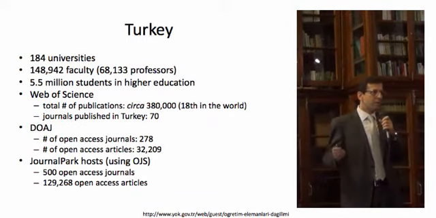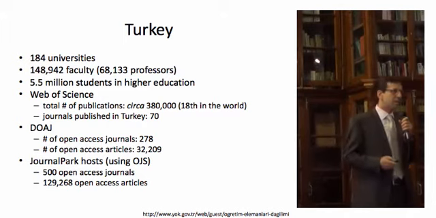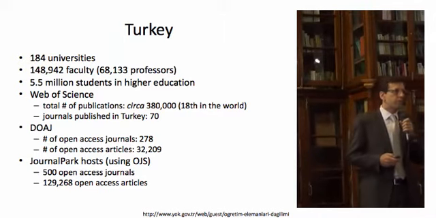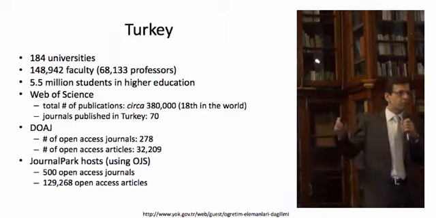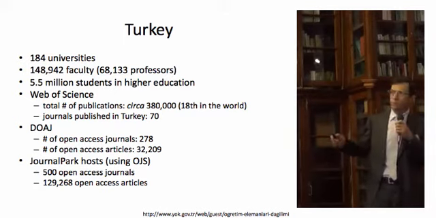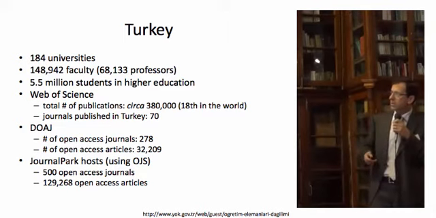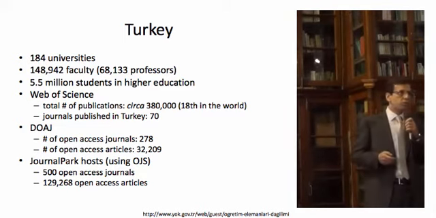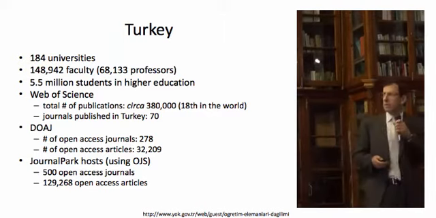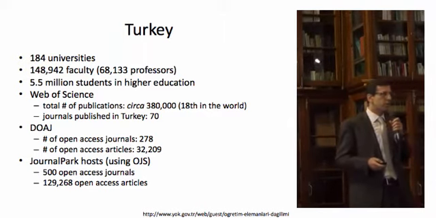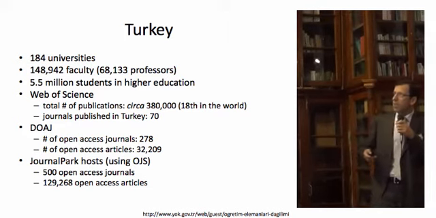This is not about my topic, but since yesterday you have been talking a lot about the production of science, I just wanted to put this slide up to see where Turkey is in terms of the number of publications, open access journals, how many journals are included in Web of Science, how many of them are in DOAJ, the Directory of Open Access Journals, etc.